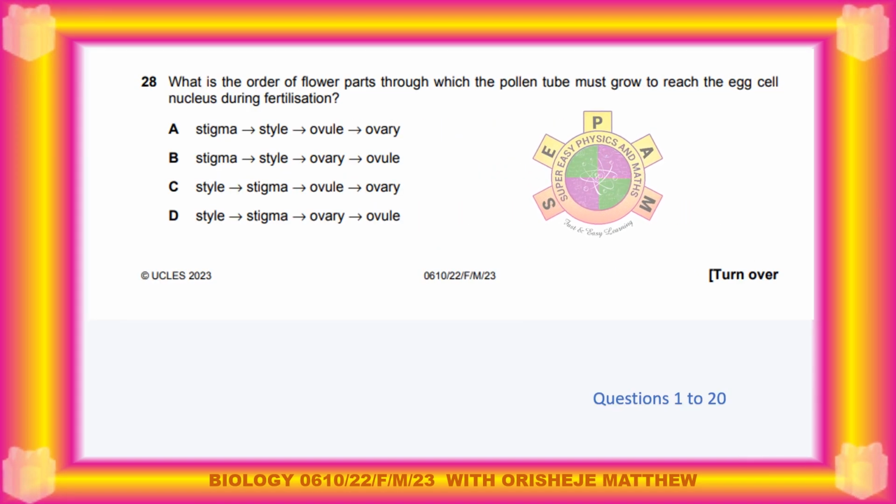Question 28. What is the order of flowering plant through which the pollen tube must grow to reach the egg nucleus during fertilization? So the pollen grain will fall on the stigma, grow through the style, go to the ovary, and then eventually fertilize the ovule. So the answer is B.